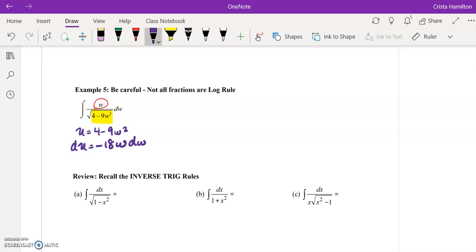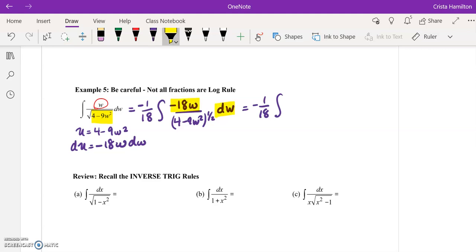And you see that we're missing a constant. So this is an example of where we're going to need a corrector. And so our corrector in this case, I need a negative 18 in there. So I'm going to put the corrector on the outside, and then I'm going to need a negative, and I'm going to put the negative 18w in on the numerator. And I'm going to rewrite this as 4 minus 9w squared to the 1/2 for a moment, dw. Because what this is going to end up being, and I'm going to go ahead and make sure I do the u substitution here, the negative 18 dw, that's going to become the du.